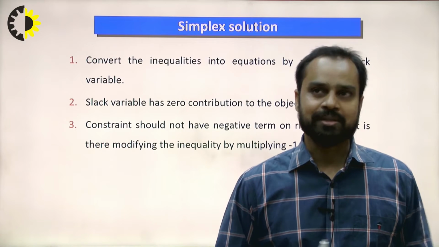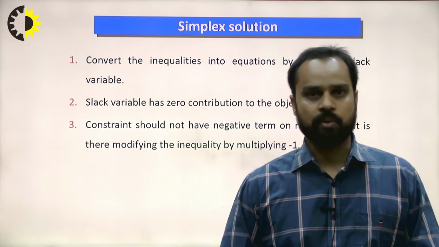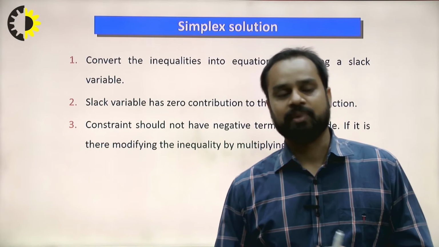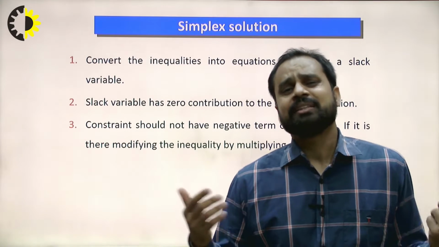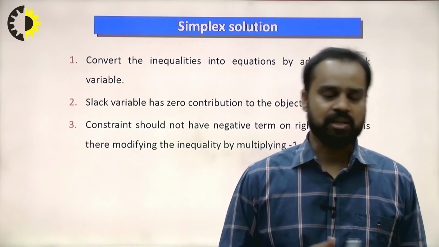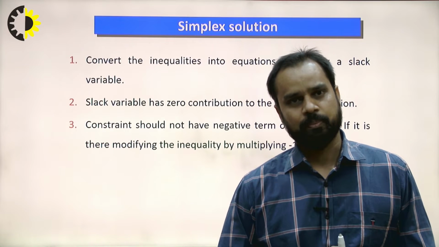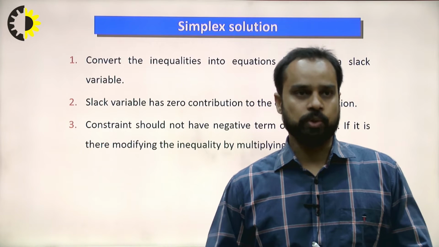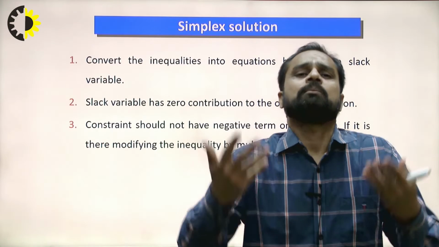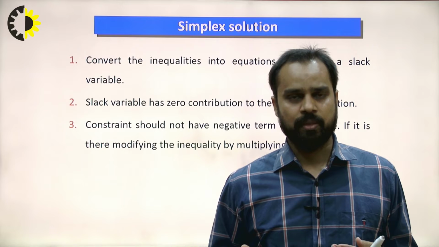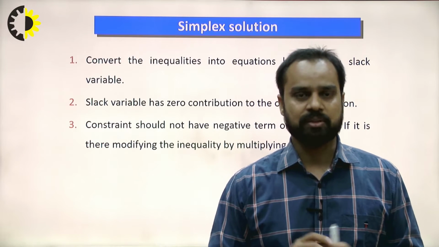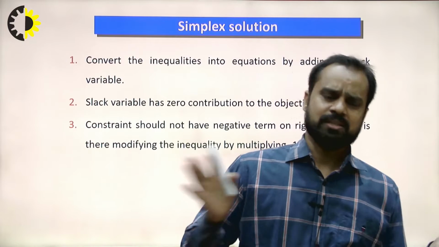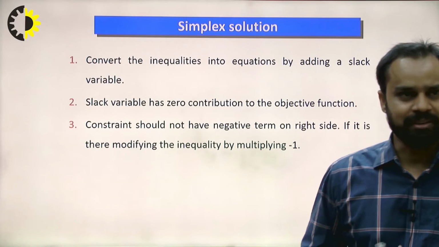For a constraint of less than or equal to type, a slack variable is required. If the constraint is of greater than or equal to type, then a surplus variable is required. And all these slack variables do not have any contribution in the objective function. If these slack variables are part of the solution, then we can say there are some unutilized resources. So they are just unutilized resources, we can say like this.